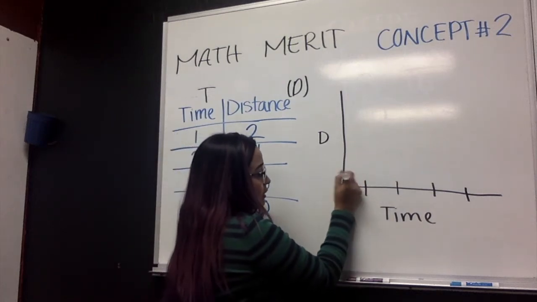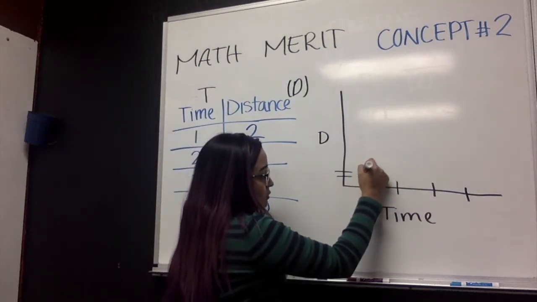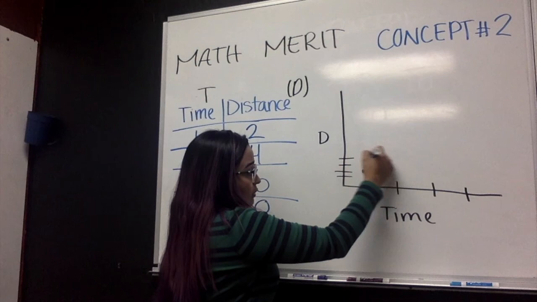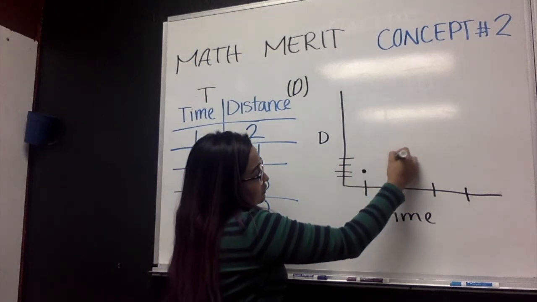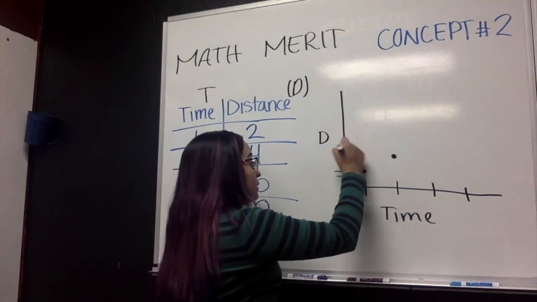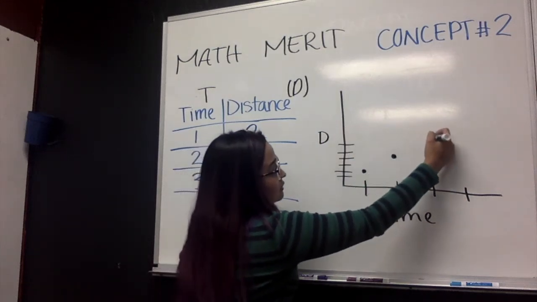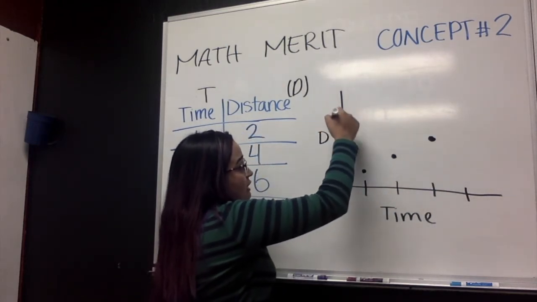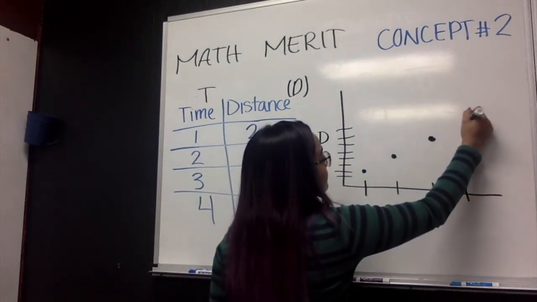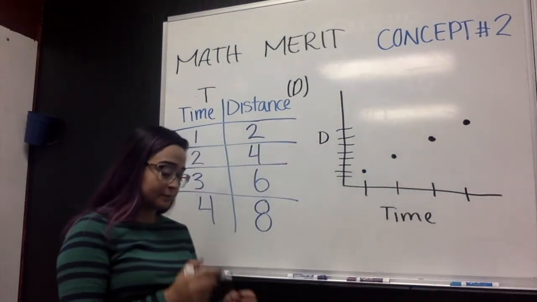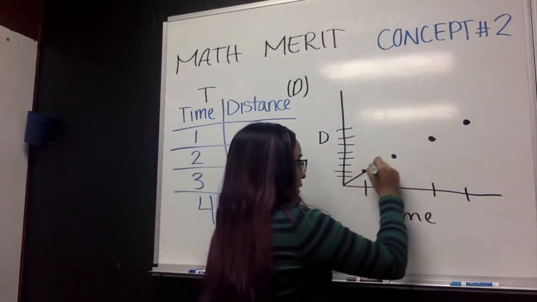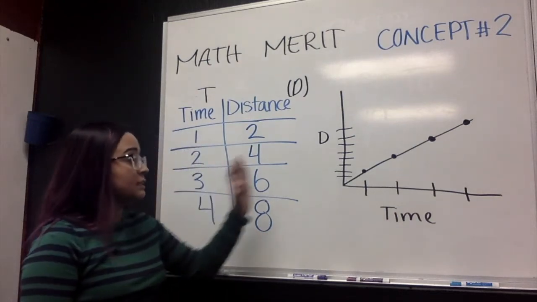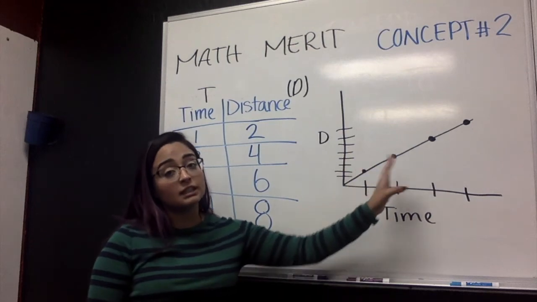In the first hour, I walked 2 miles. In the second hour, I walked 4 miles. In the third hour, I walked 6. And in the fourth hour, I walked 8. And that is how we compare time and distance using a graph.